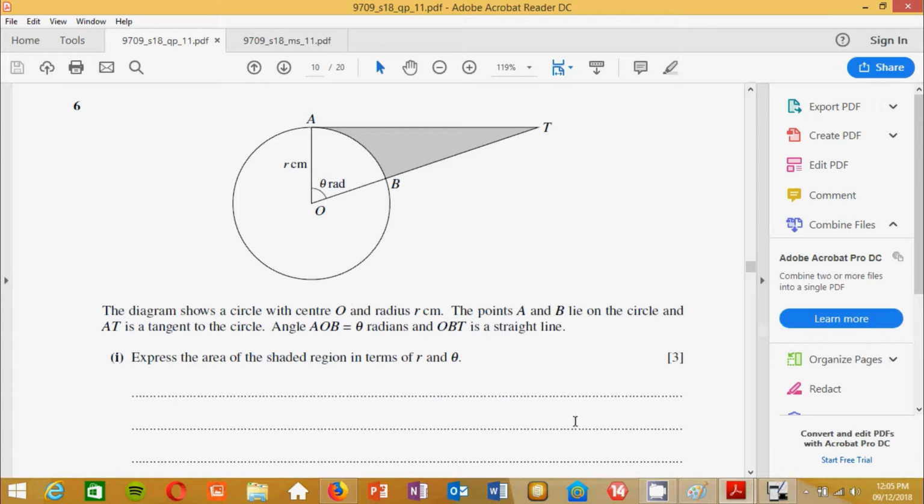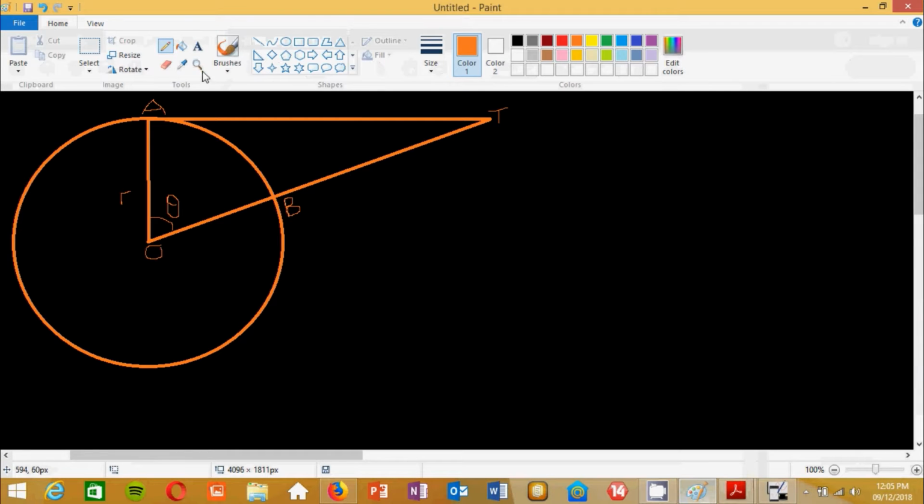So express the area of the shaded region in terms of r and theta. I've drawn the same diagram here, and this is the area that I want to find. This is the area that I want to express in terms of r and theta.